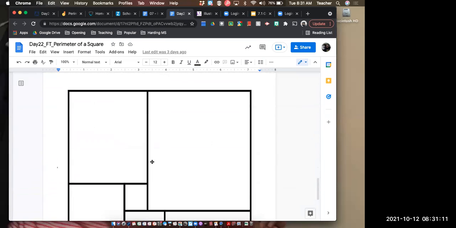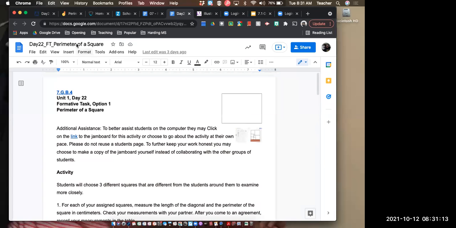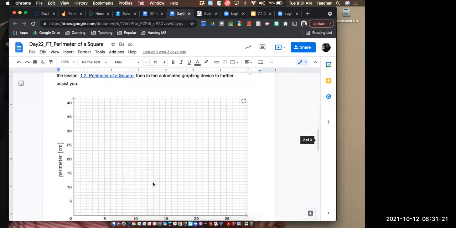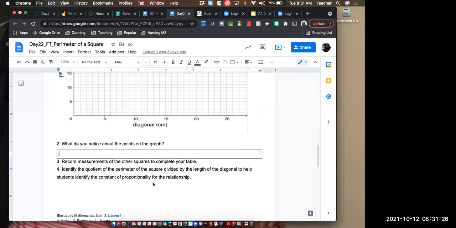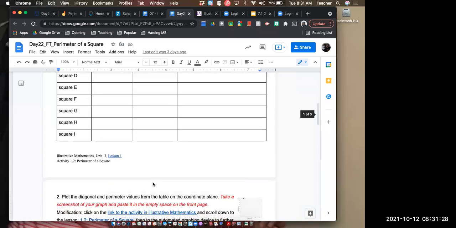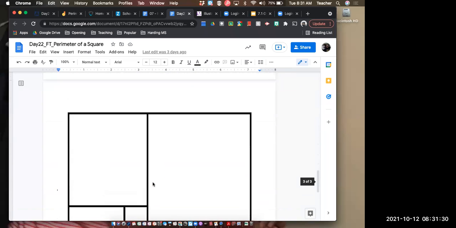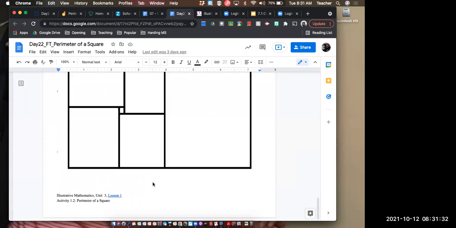So this should be relatively easy. And it should be relatively simple for that aspect. That is the activity for the most part for today.